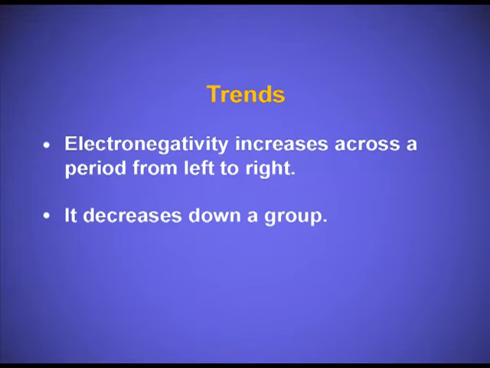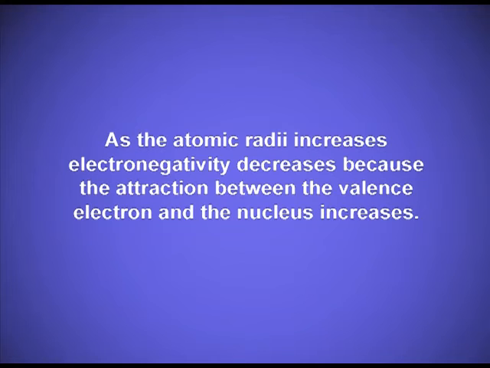Electronegativity increases across a period from left to right and it decreases down the group from top to bottom. Again, the reason behind it is the variation of the atomic radii. As the atomic radii increase, electronegativity decreases because the attraction between the valence electrons and the nucleus decreases. Let me give you a quick recap of the trends of atomic radii, ionization enthalpy and electron gain enthalpy.